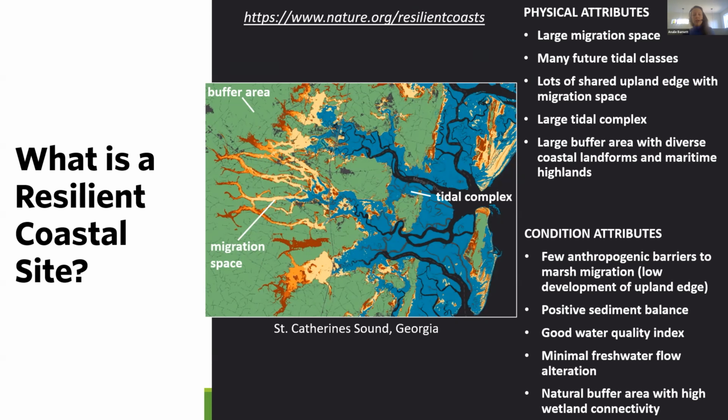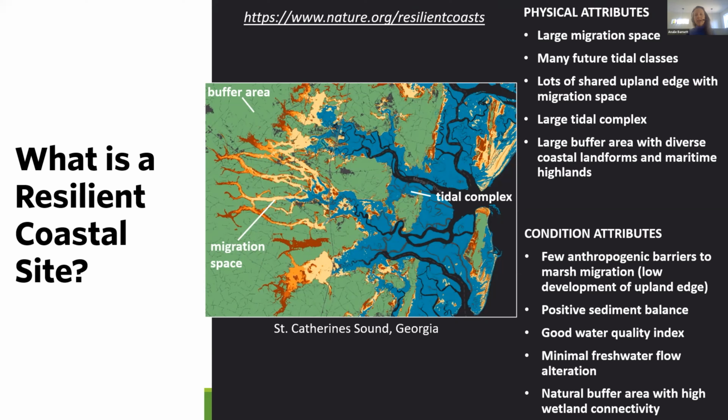So this site shown here in St. Catherines Sound in Georgia is expected to be resilient, again, relative to its shoreline region, based on a suite of physical and condition attributes we calculated. And the summary of those is shown here on the right. The physical characteristics of a site determine if there is land available to support the migration of tidal habitats and are shown in order of influence.